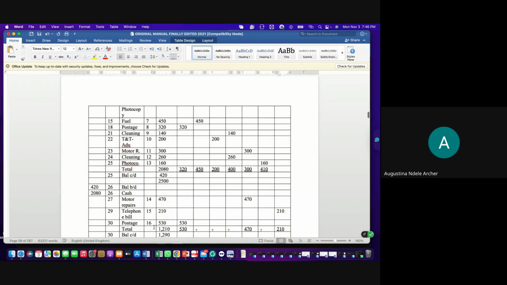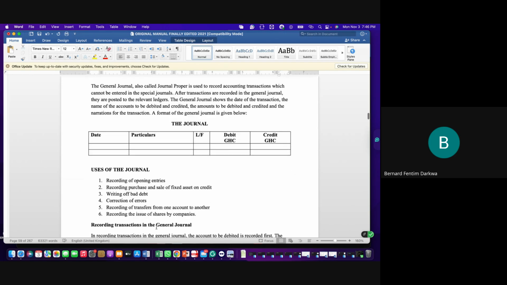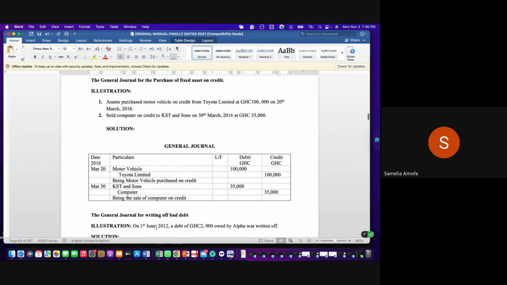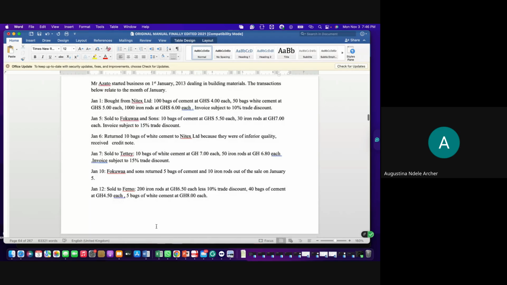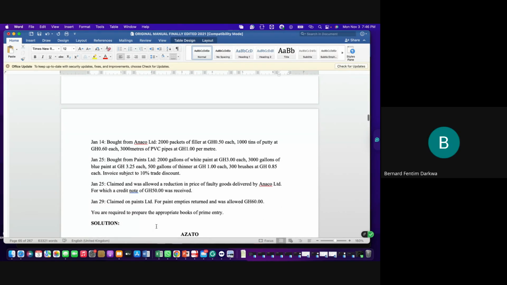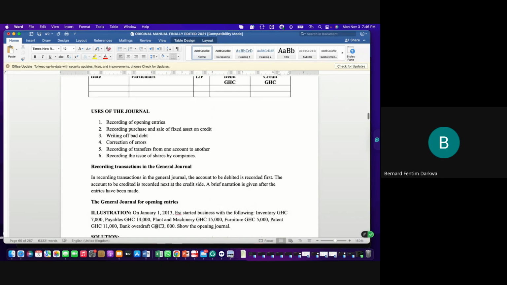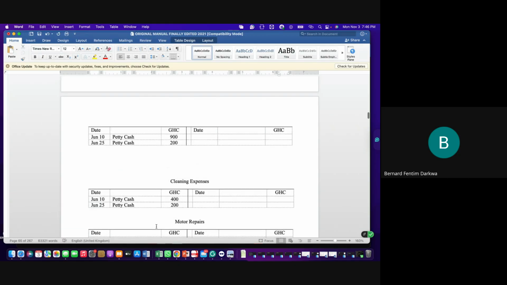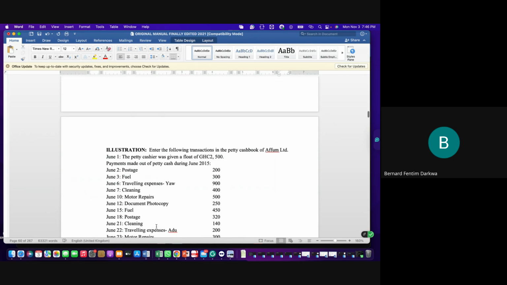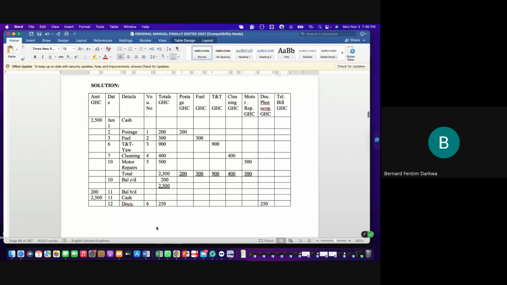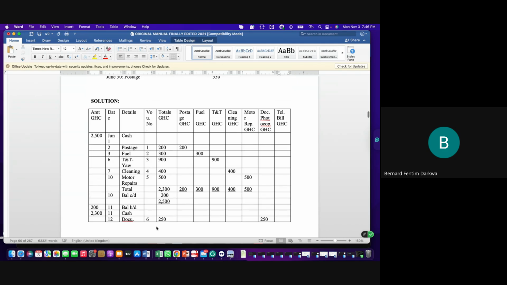But I can change my mind and bring a question on the petty cash book also. Don't change it, though. No, don't change it. I have confusion. I don't see any confusion. So I foresee that you are scoring 20 out of 20 for that question.